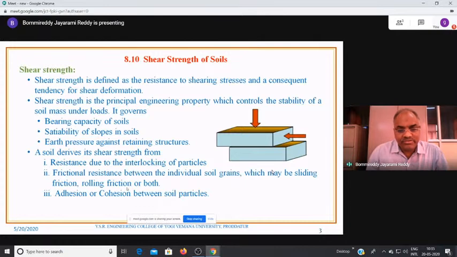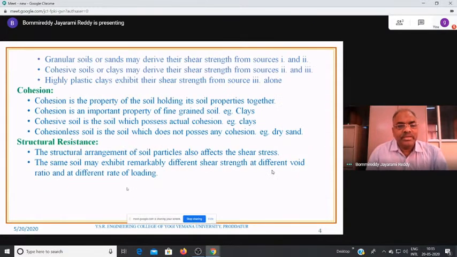And another one is adhesion or cohesion between the soil particles. So in general, the strength of the soil with reference to the shear is by means of number one, interlocking of the particles, number two, frictional resistance, number three, cohesion or adhesion. Because of these three actions, shear strength of the soil is induced. And here different types of soils are there.